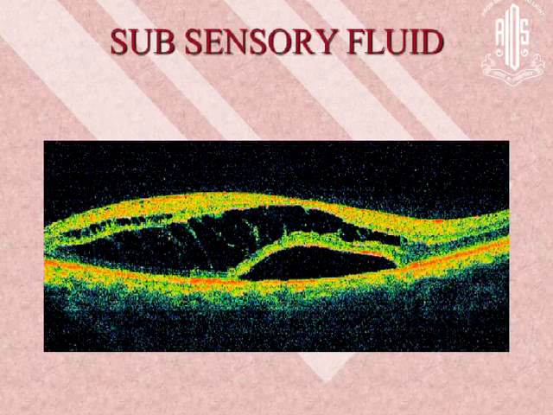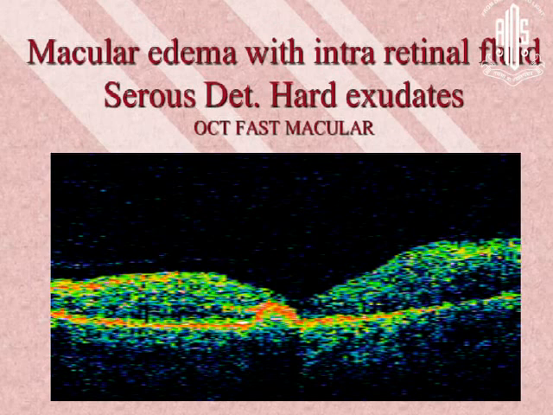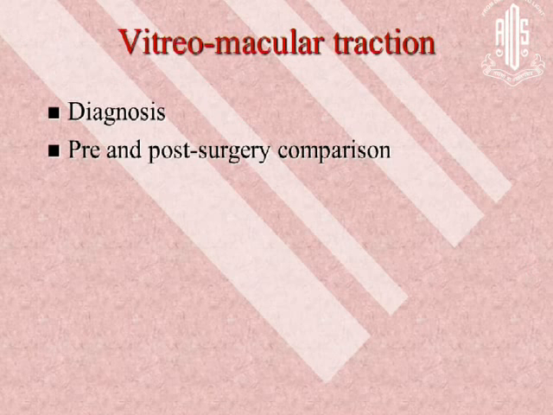And then the third pattern is a subsensory fluid, that is the serous detachment, where you see an area of hyporeflective area with very little noise beneath the neurosensory retina. Then there is one more pattern where the vision is too less. You see a clump of hard exudates at the fovea. Here this is that picture, a collection of those clump of hard exudates. So this we can't do much except for systemic control.